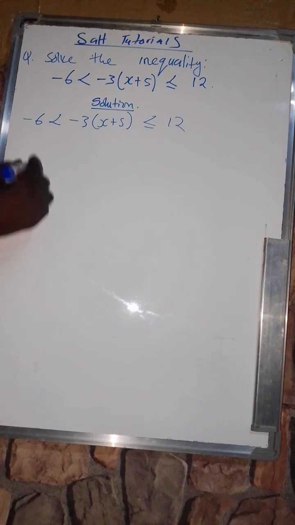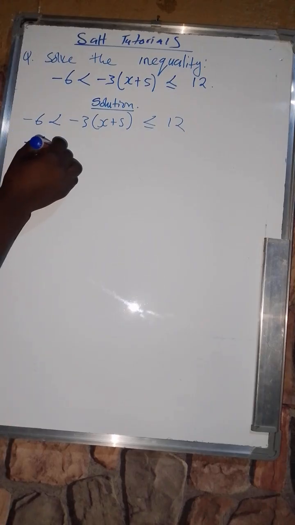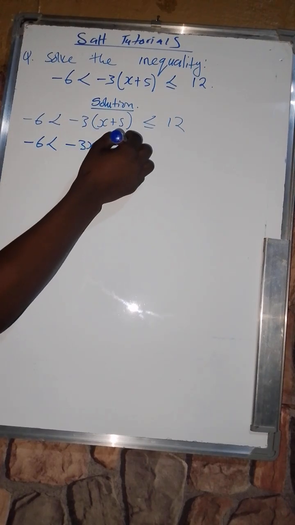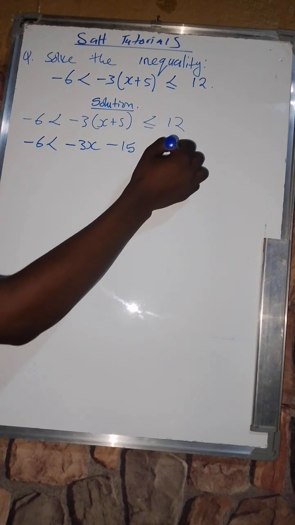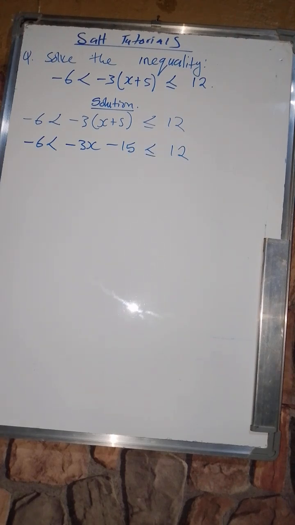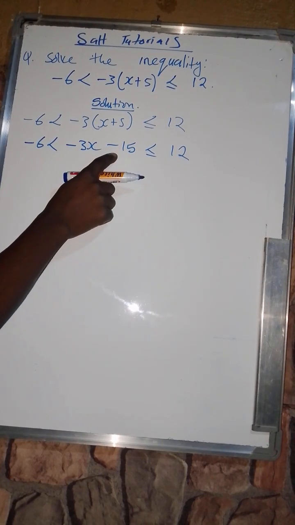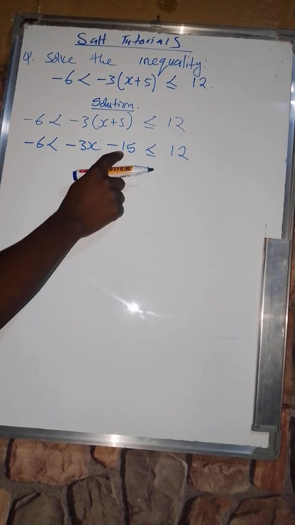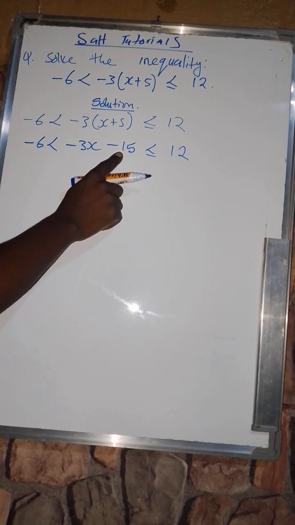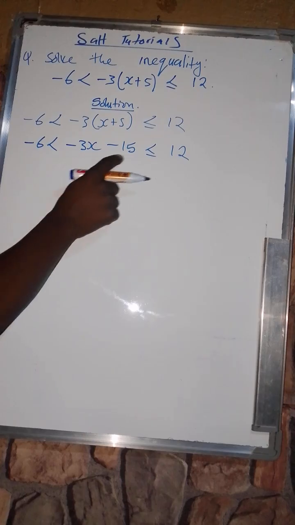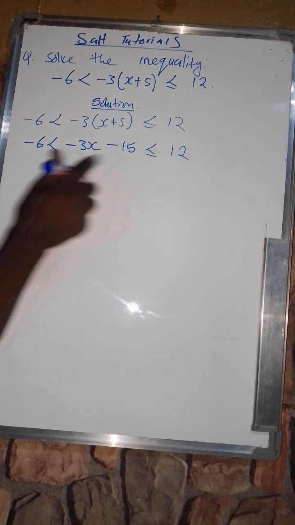So this is basically negative 6 less than, you break the brackets, negative 3x minus 15, is less than or equal to 12. When you're solving it as one, your aim is to make sure you remain with just the variable x in the middle. So first we delete the negative 15. The only way this negative 15 can be deleted is by adding a positive 15 to it, so that it cancels out. Negative 15 plus 15 is 0. So whatever I do here, I'll do everywhere. So I'm going to add positive 15 everywhere.